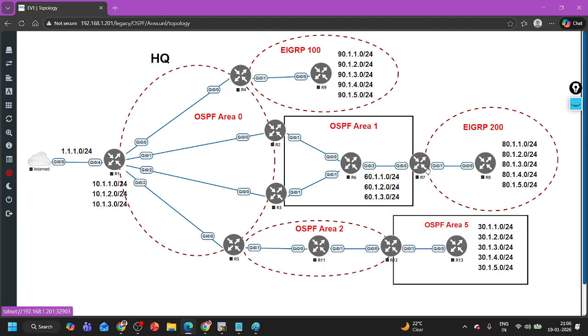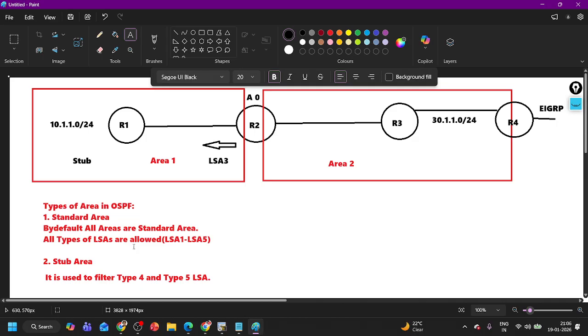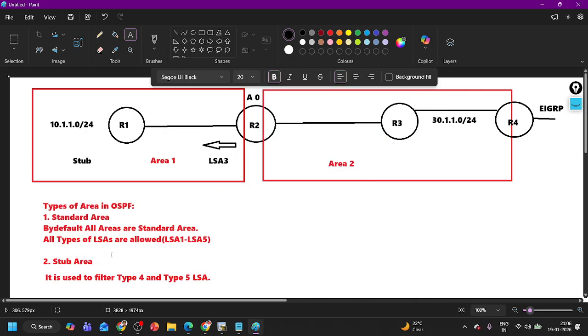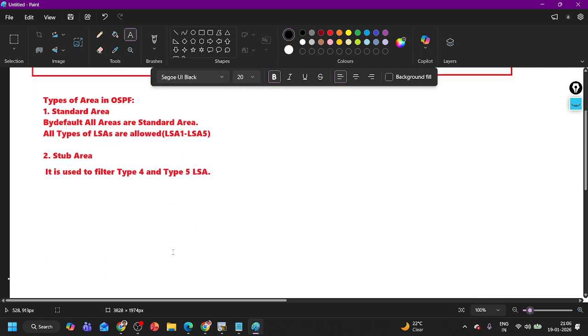So remember, an ESBR router is not allowed in a stub area. Why? Because here you can see the issue. If there is an ESBR router connected, an ABR router should be connected within your stub area so that the ABR router can generate the default route. If you have an ESBR router connected in a stub area, that is a design issue. You have not designed the OSPF network properly.